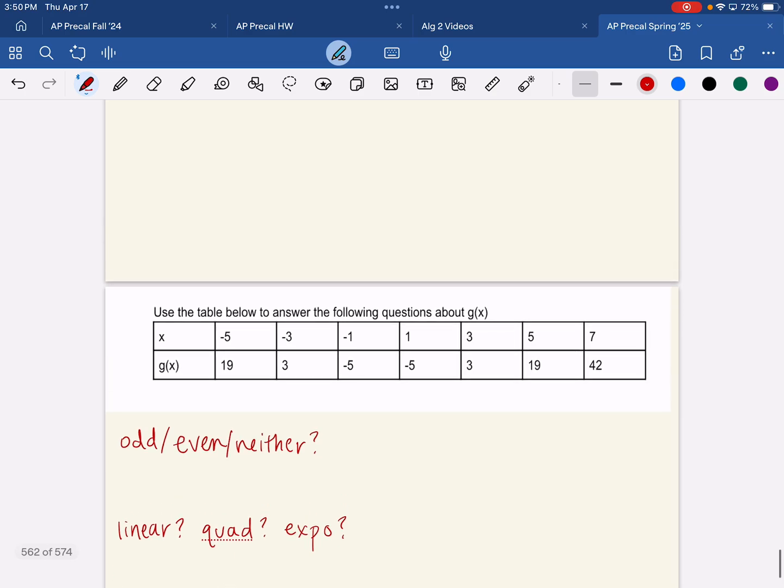So we talked about odd degree and even degree just a minute ago for polynomials. Even more specific than that, an even function has symmetry about the y-axis.